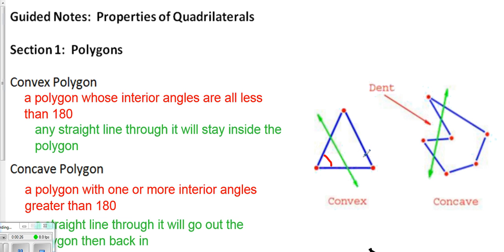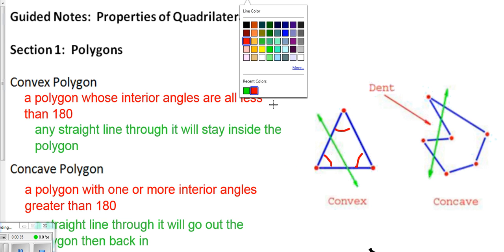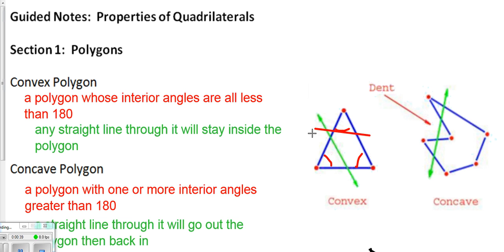So all of these interior angles, if you were to measure each of these, they're going to be less than 180 degrees. Another easy way to check that it is a convex polygon: if I draw a straight line going through this triangle, it never goes outside the triangle and then comes back in. It'll always just cross through at two spots, like here and here. That's not true if we have what's called a concave polygon.